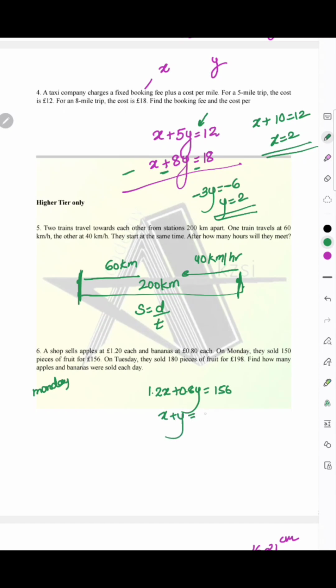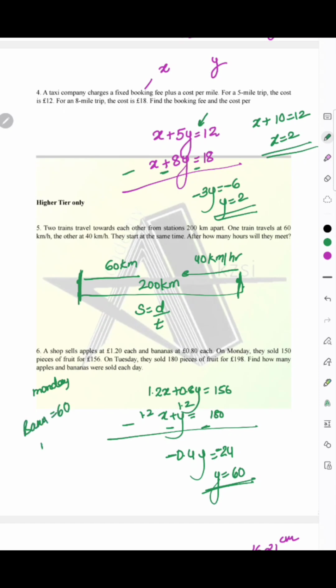Y is equal to 150. So multiply this by 1.2, and 150 times 1.2 will give me 180. So I'm directly writing 180 here. Now subtract. This will be negative 0.4y, and this one will be negative 24. Then we divide both sides by 0.4, so y will be 60. So if y, that is bananas, is 60, then apples would be 180 minus 60, which is 90.